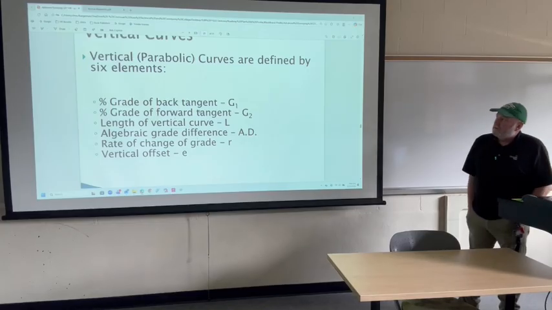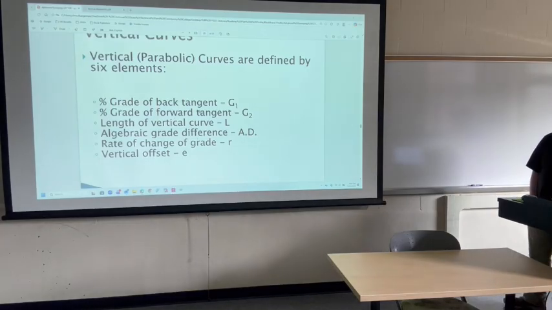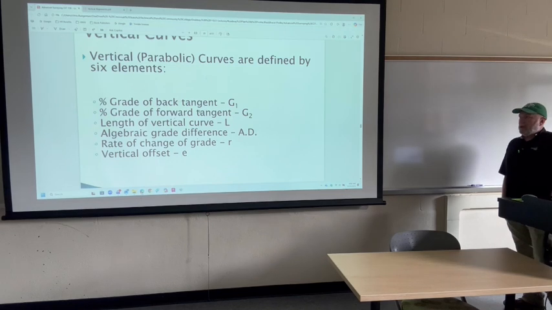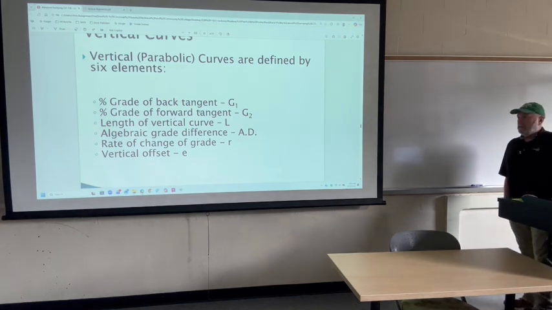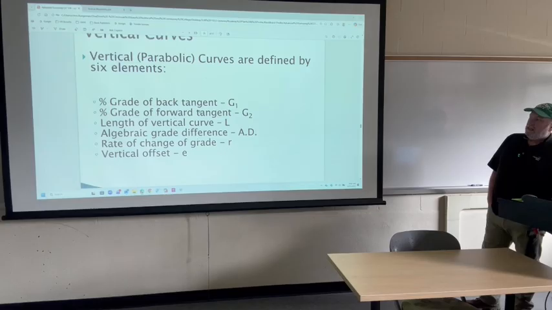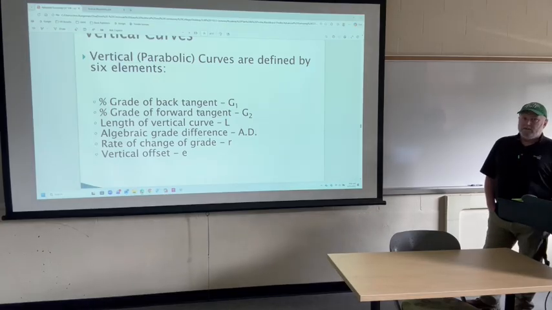The vertical curves are defined by 6 elements. The percent grade of the back tangent, the percent grade of the forward tangent, the length of the vertical curve, and again, that's a horizontal distance, the algebraic grade difference, the rate of change of grade, and the vertical offset.